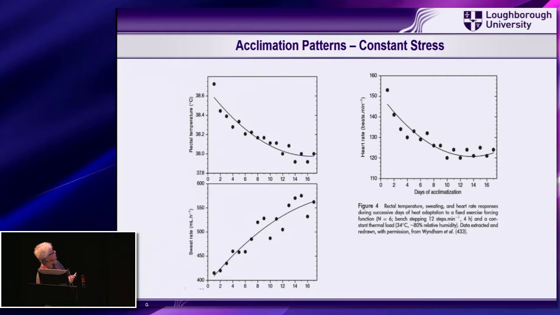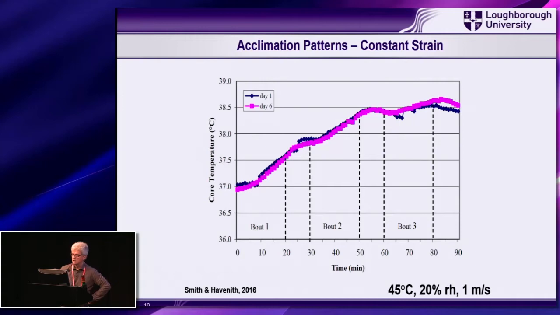But of course, if you look at core temperature as a stimulus for acclimation, the stimulus is high here, but the stimulus will be lower and lower, which means that the efficiency of the process is not as good as in the alternative. And this is an example of the alternative method where we have constant strain. So this is time, 45 degrees Celsius, 20% humidity, 1 meter per second wind speed. And you see this is day 1 and day 6 of an acclimation regime. And on both days and all the days in between, we recreated the same profile of body core temperature, which means the stimulus to the system stays the same, and therefore is a stronger stimulus to get the adaptation.